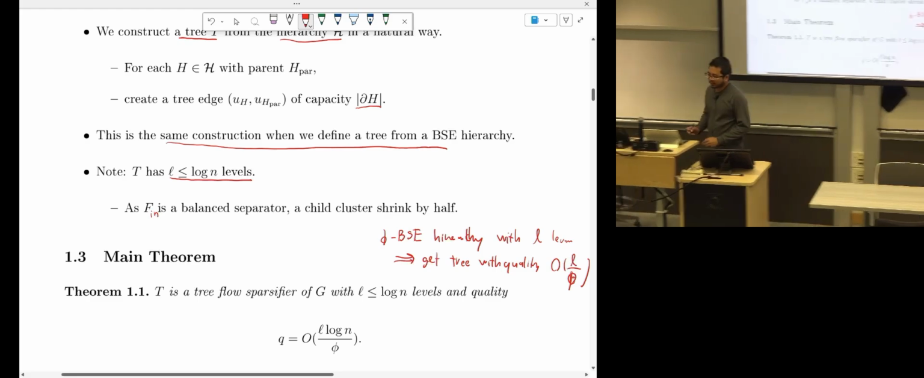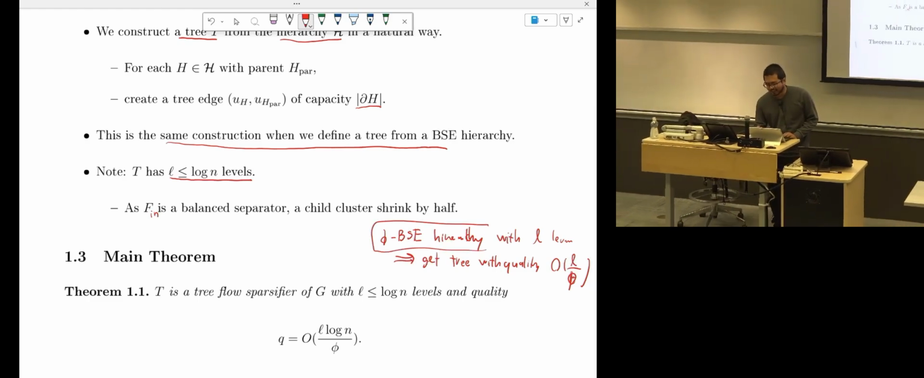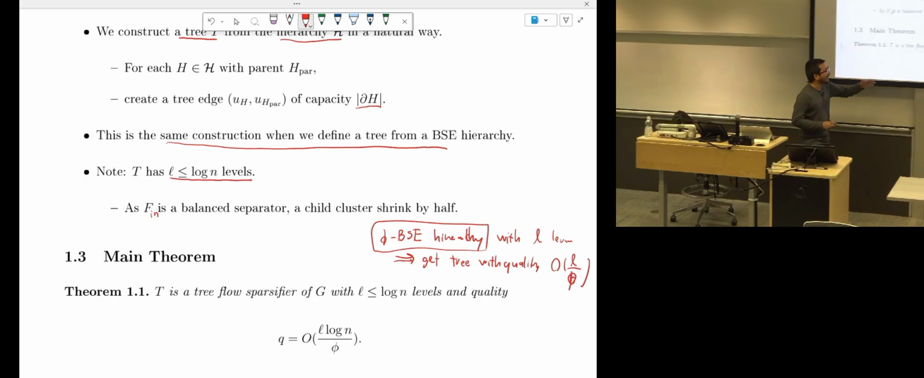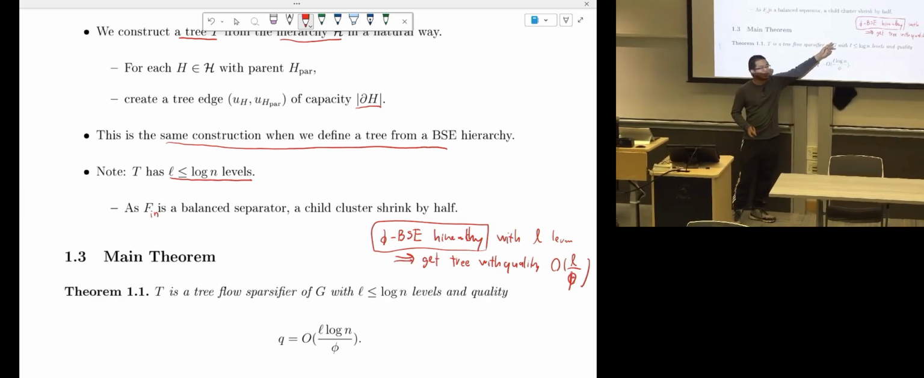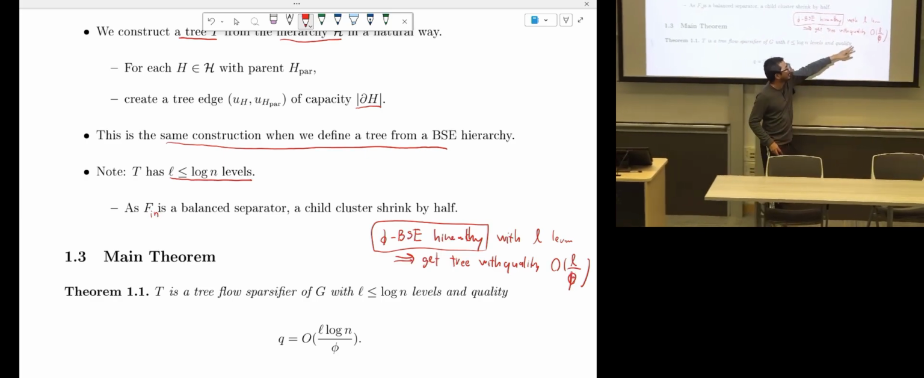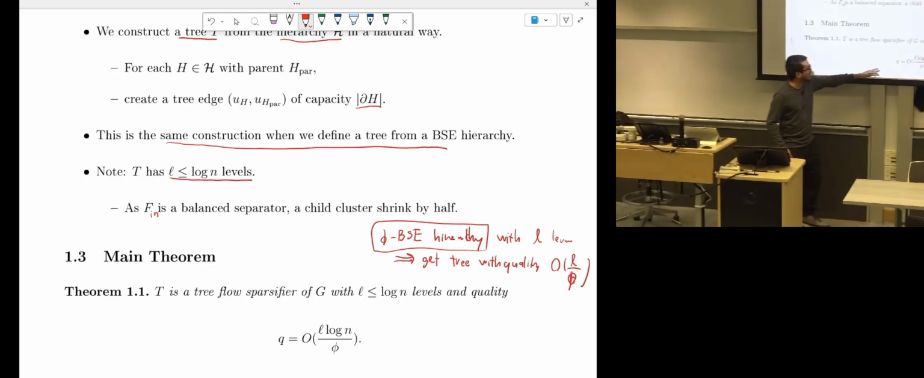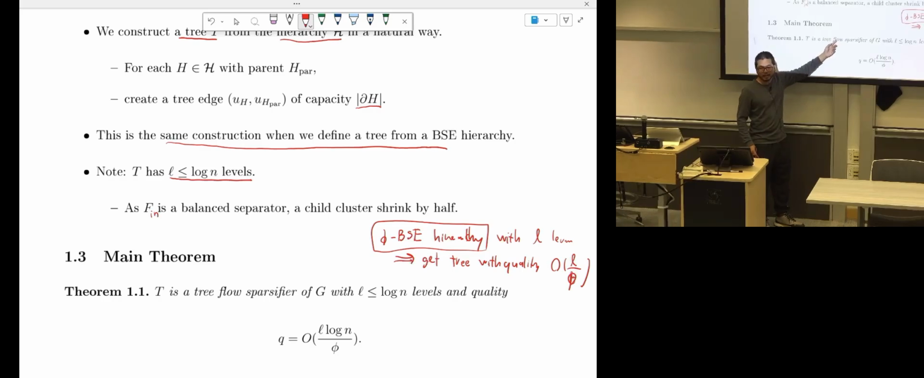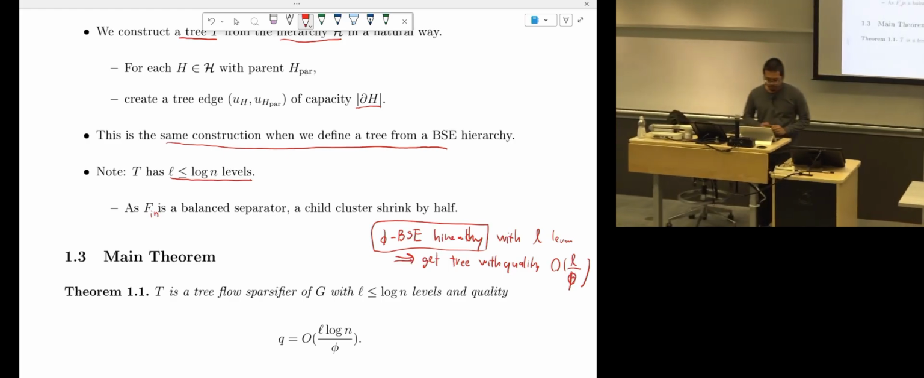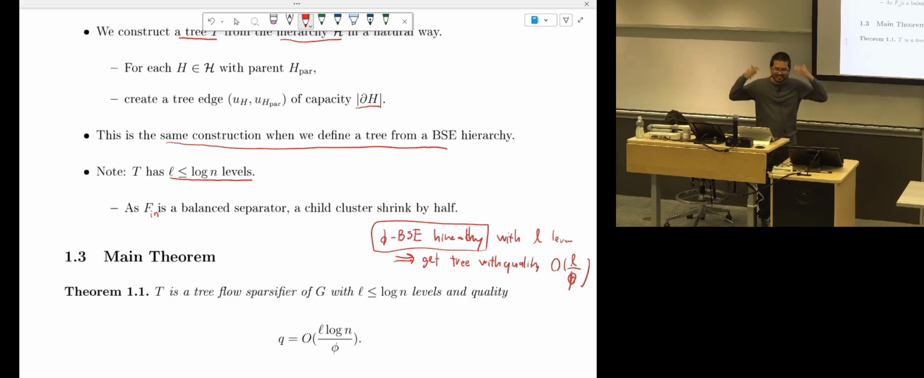But the thing is, currently I don't know how to build the BSE hierarchy fast. If we knew how to build it fast, we could get this fast. And today, I'm going to show you how to build the tree directly without the BSE hierarchy, with this a bit worse quality. Okay, so that's a claim. The tree is built in this way, quite simple, and that's the quality of the tree.